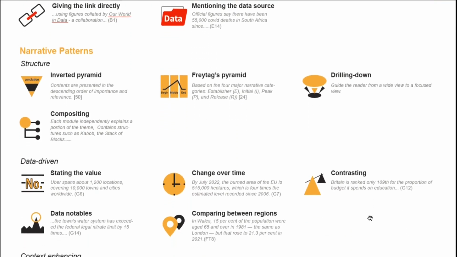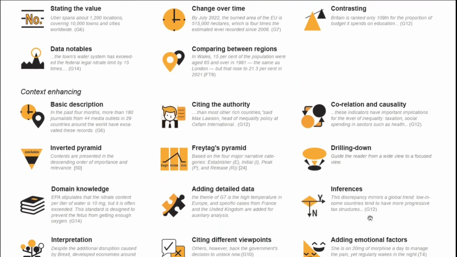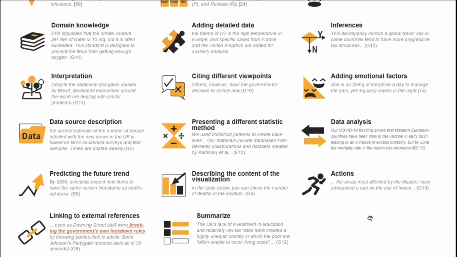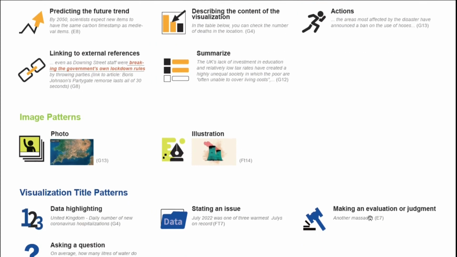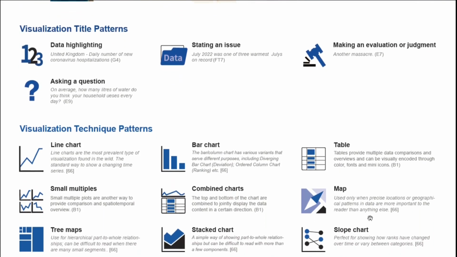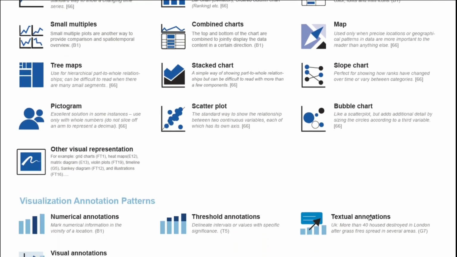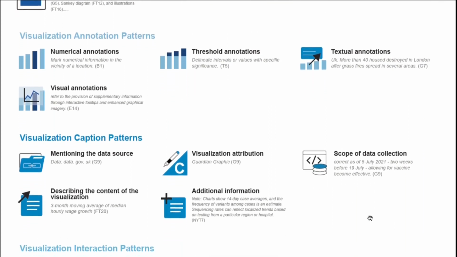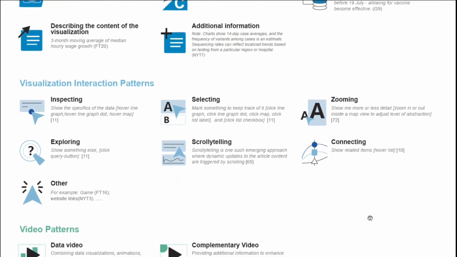Drawing from previous research, our narrative framework organizes text into 3 types: structure, data-driven, and context-enhancing. We also looked into image and realization title patterns. In our realization technique study, analyzing 313 realizations from 80 articles showed a clear preference for 11 types of charts. Plus, we broke down patterns in realization annotations, captions, and interactions. We also found 2 video patterns.